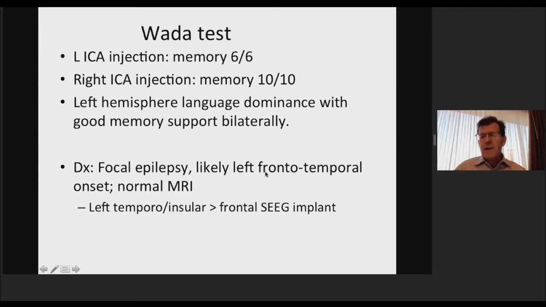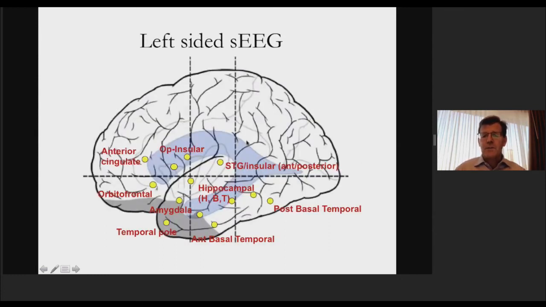So we did a stereo EEG left-sided implant. So this was our implant in this particular case. As was shown before, we use a fairly standardized starting implant, but we generally modify it in every patient to exactly what we need. And here we wanted a little more. We've actually got four electrodes in some aspect of the insula. We've got anterior cingulate, orbitofrontal, and then temporal lobe coverage.